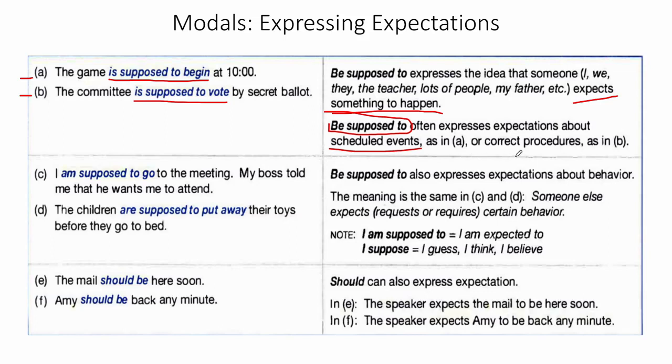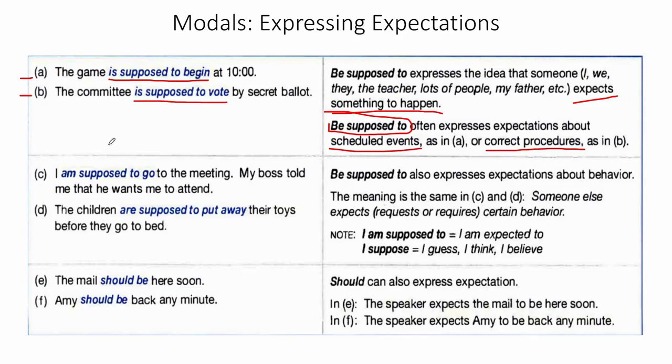Or an expectation about correct procedures, as in example B. The committee is supposed to vote by secret ballot. Normally, in the procedures of voting, it is known that the best way to do the voting is usually in secret. This is an expectation about a correct procedure, a correct way of doing something. So these are the two types of expectations we can have.